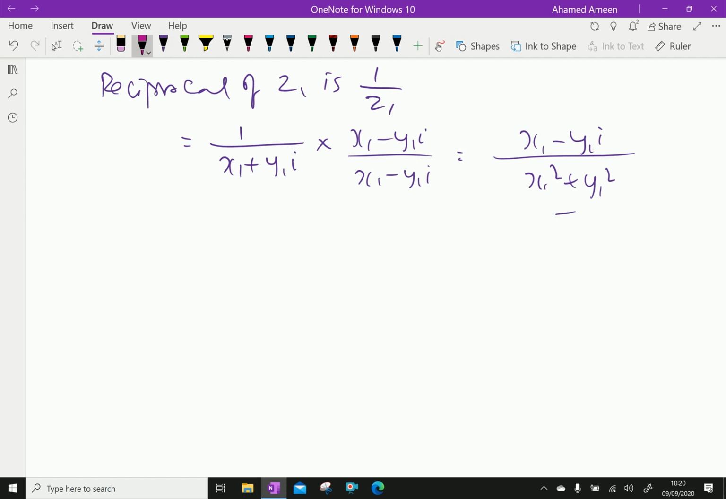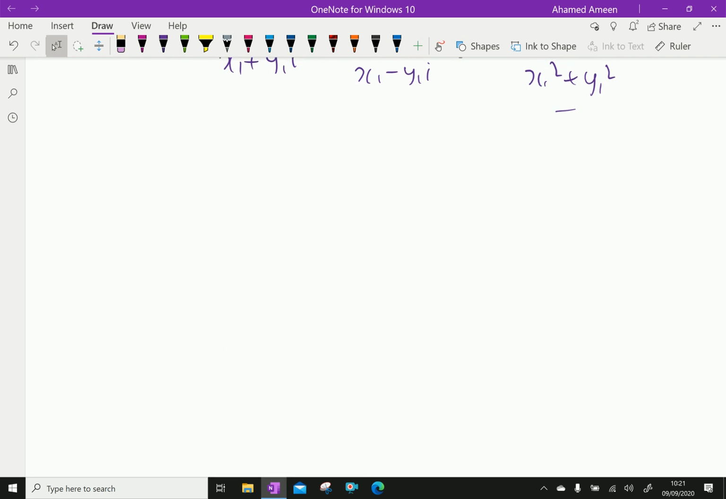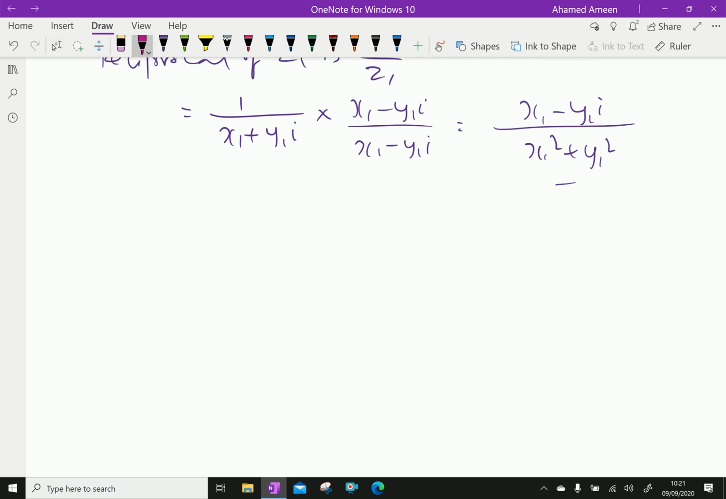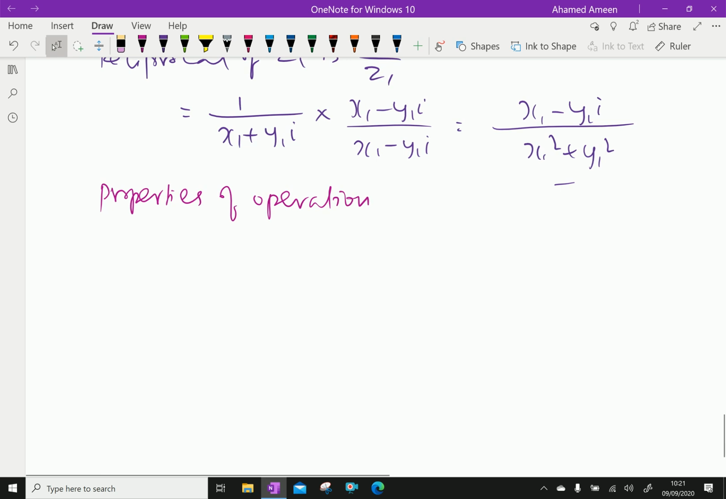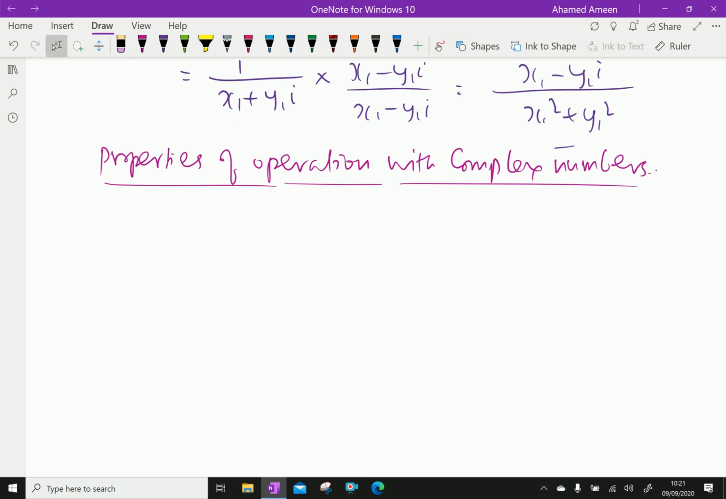Next we'll talk about the properties of operations with complex numbers. We can say simply a set is closed under both addition and multiplication. Addition and multiplication are associative. Properties of operations with complex numbers. Here consider z1 and z2 are two complex numbers.